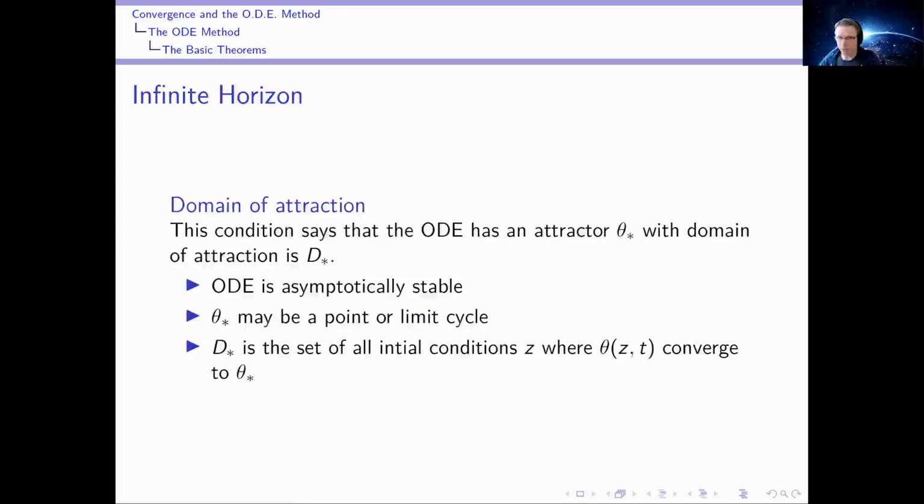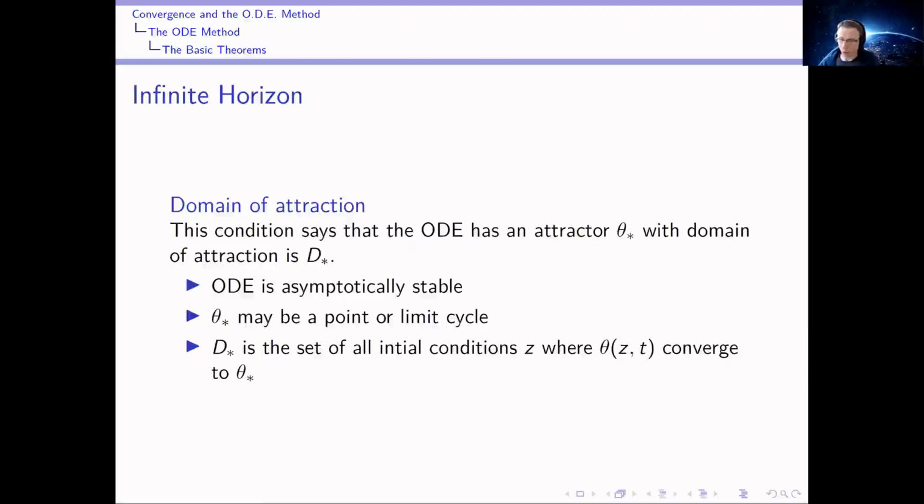So let's also formalize this notion of the domain of attraction. So this is the case where n goes to infinity and it is assumed that the ODE is asymptotically stable. So it has, in other words, an attractor, which we'll call theta star. And the domain of attraction, D star, is then the set of all initial conditions z, where theta of z and theta of zt all converge to this attractor theta star.